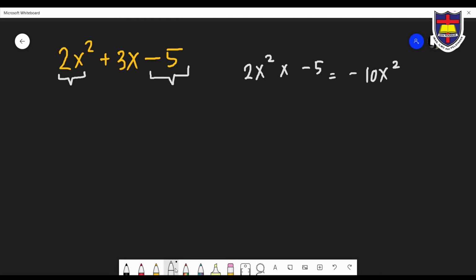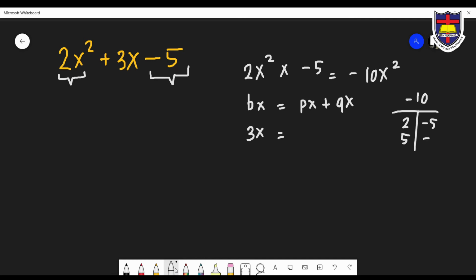After it, we must find px and qx. So bx equals px plus qx. For bx we have 3x, so we must find the values of px and qx. The product will be negative 10x. For negative 10, we have 2 times negative 5, and 5 and negative 2, and we have 10 and negative 1, or 1 and negative 10. So we can find the px plus qx in here. This one is negative 3, this one is 3, 10 minus 1 is 9, 9 minus 10 is negative 9. So we have 3x, so 3x will be this one.